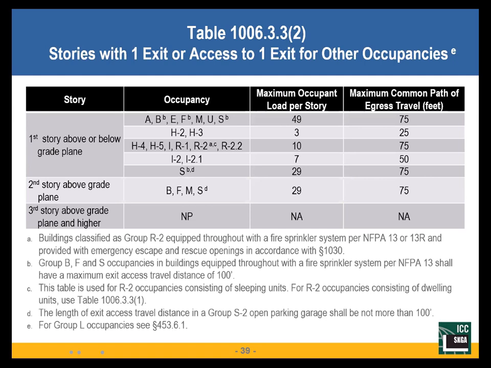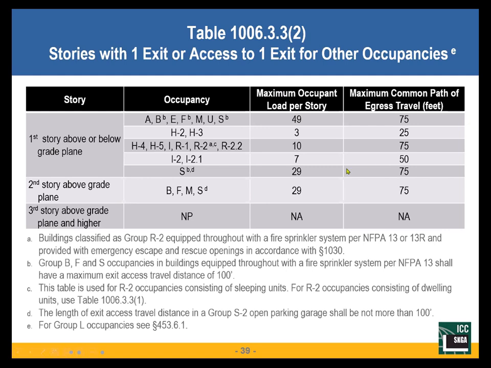There are times when I can have one exit from an entire story in a building, different table. The other table we were looking at was based on rooms or spaces. This table now is looking at the entire floor, the story, or the building, if it's only a one-story building. For a one-story building, I've got all the same occupancies, and all the same numbers that we just looked at for egress out of a space or a room.